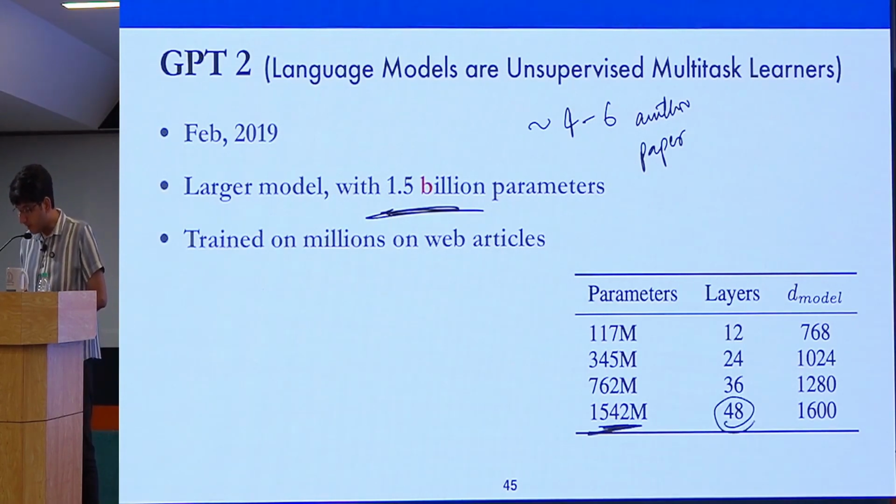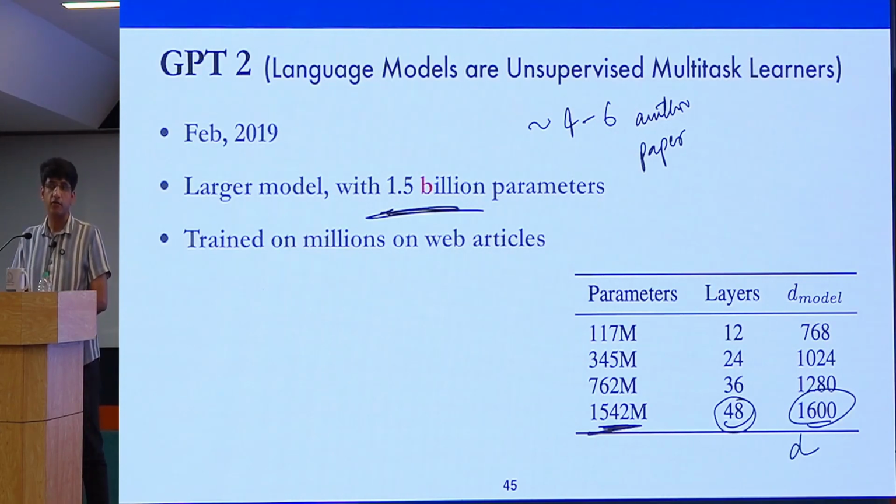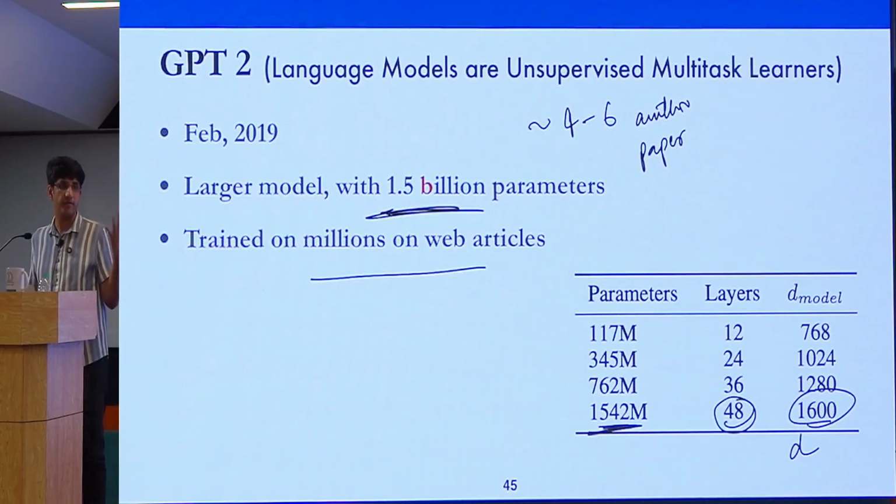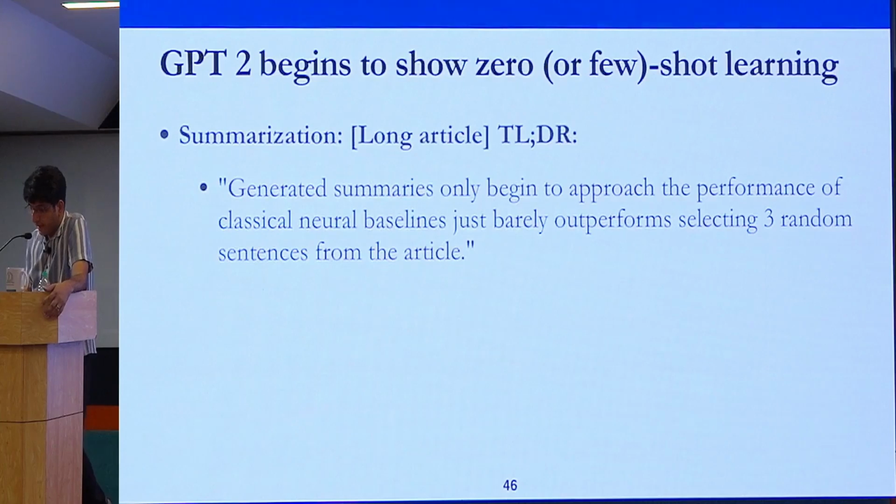The total number of layers here is 48. The hidden dimension is 1600. So this is just a scaled up version. It was trained on millions of web articles, not just books. So this is when they scaled GPT-1 to GPT-2, and it began to show zero or few shot learning capabilities.